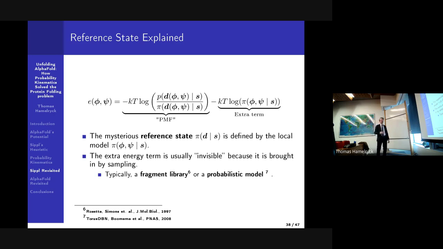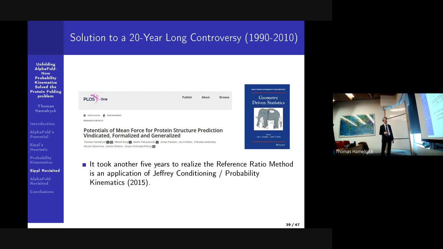Why is this term usually invisible? People don't really talk about this. And that's because this term was traditionally brought in by sampling. So people used MCMC methods. They used fragment libraries or probabilistic models to sample this term, and they would only evaluate this ratio. That's why they only saw this ratio, and they didn't see that we actually had three terms involved. How many terms does AlphaFold use? Also three terms. So they're actually using this exact formulation.